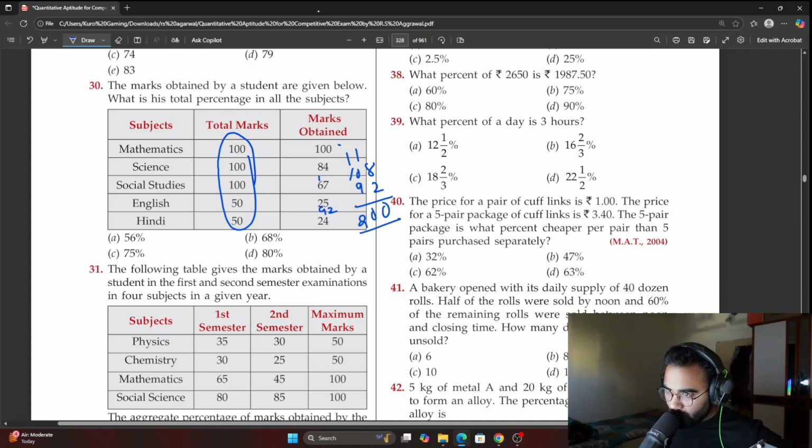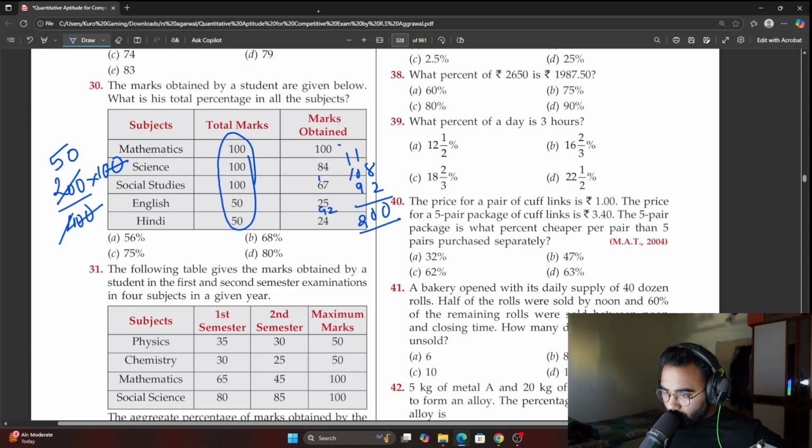Is that so? 300, 400. So 200 out of 400 into 100. 0 cut. Okay, 4 5s are 20. I think it should be 50%.